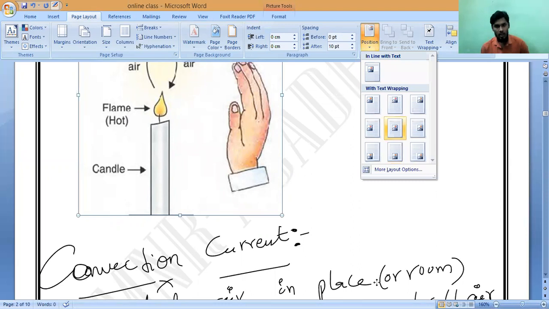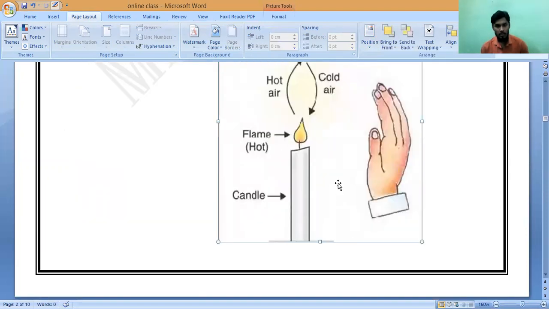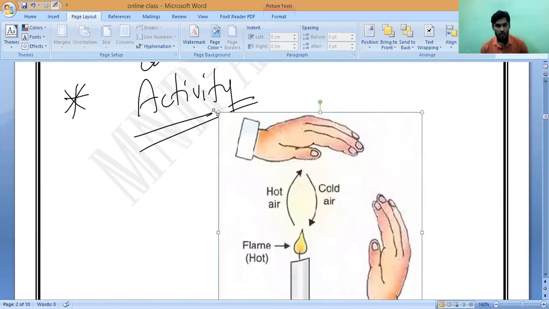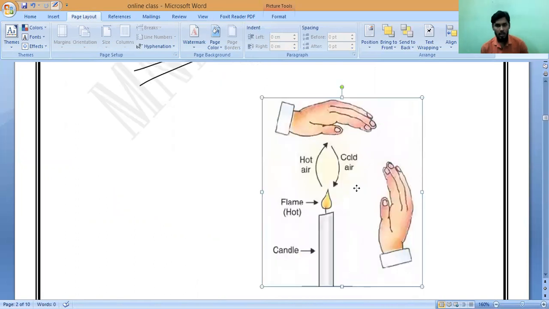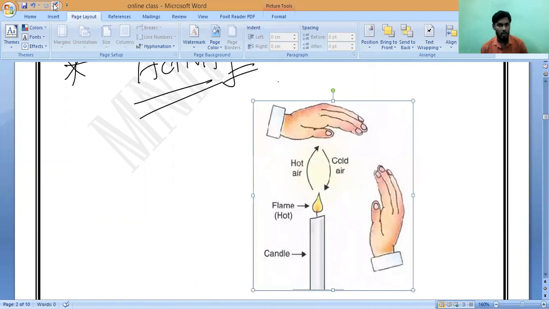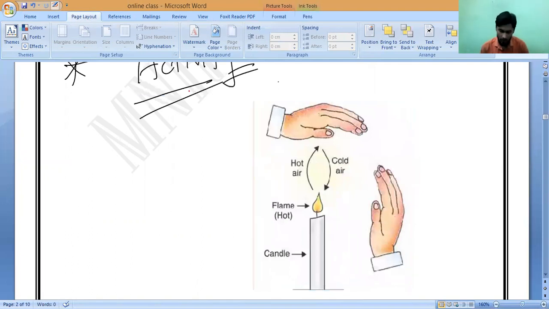Now, are you able to see this picture? Please let me know. Yes, sir. Sir, can we draw this picture now? You can draw, Mari, no issues. Now, observe. I have placed a candle here, which has been placed in my room, and it is lighting.